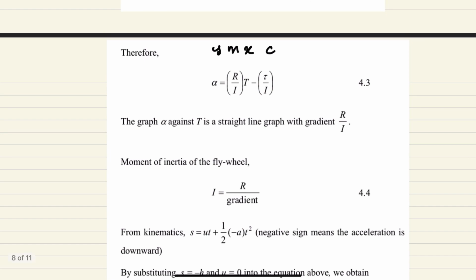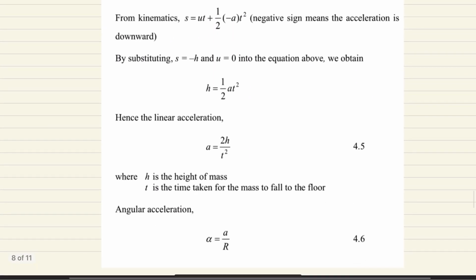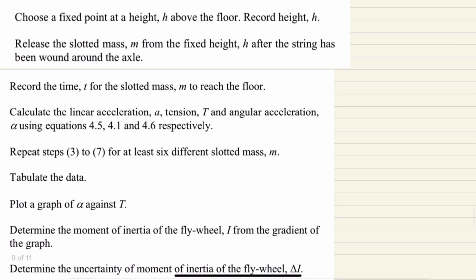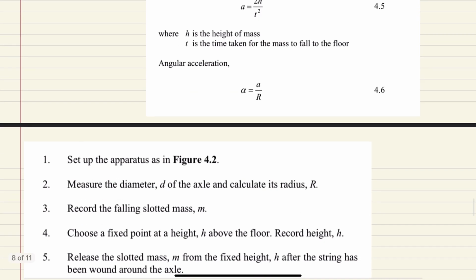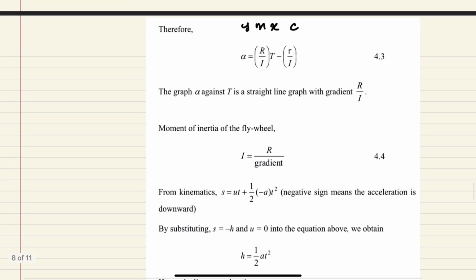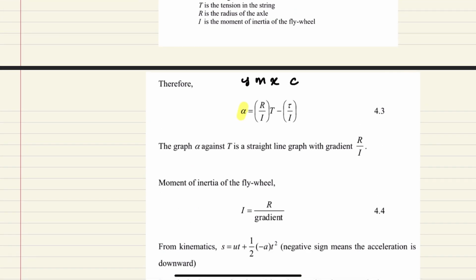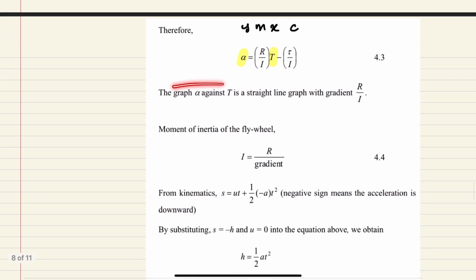And then you will be plotting. I'm going to skip a little bit. You will plot graph of alpha against t. So alpha is your y, t is your x. And then the gradient you get is r over I. Okay, rearrange, you get I is equal to r over gradient.